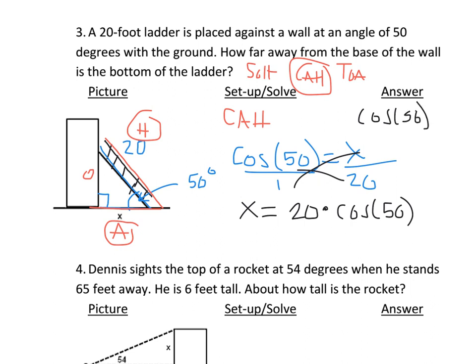So if you don't have the parenthesis there and you put times 20, your calculator will do 50 times 20 first and then take the cosine of that. So that's why you gotta be super careful that you use your parentheses. So if you type that in your calculator, 20 times the cosine of 50. That should give us about 13 feet.